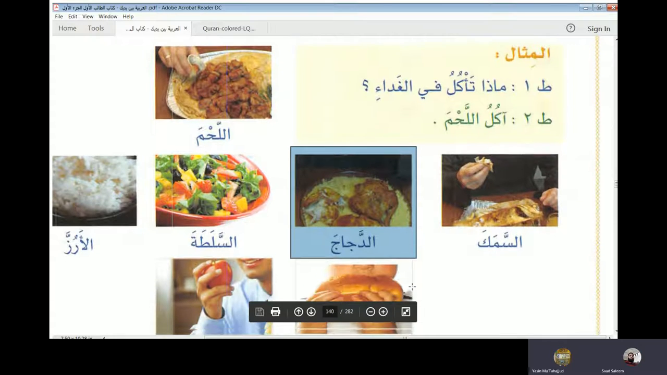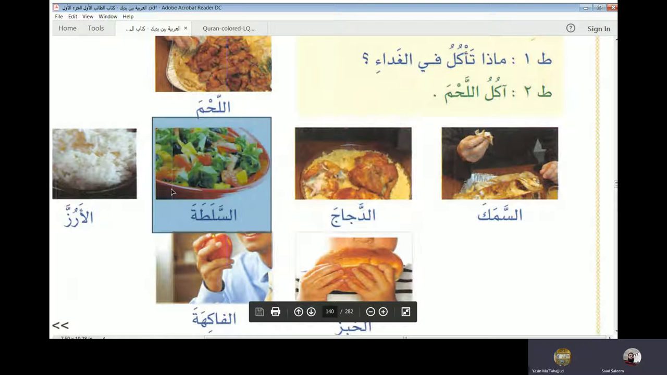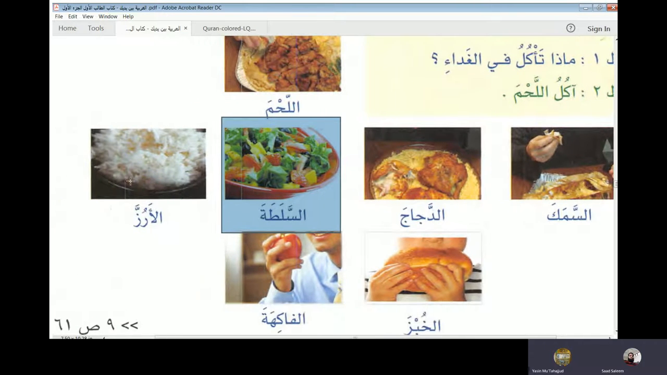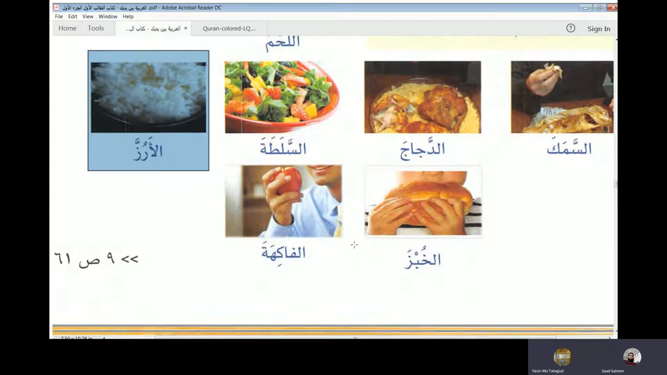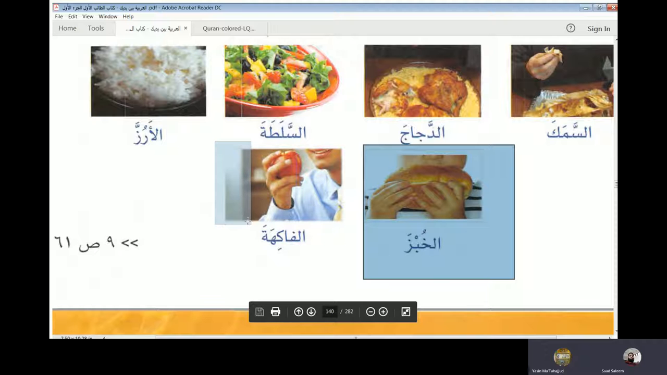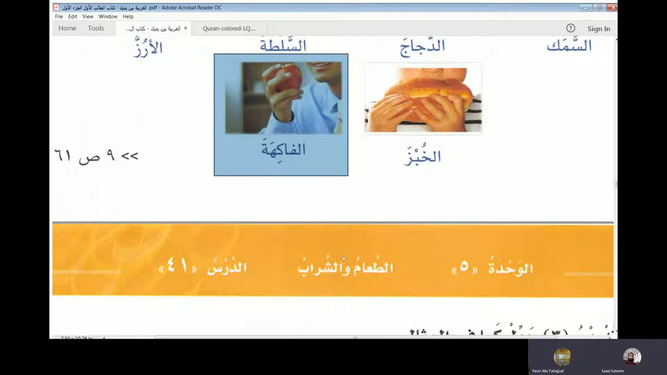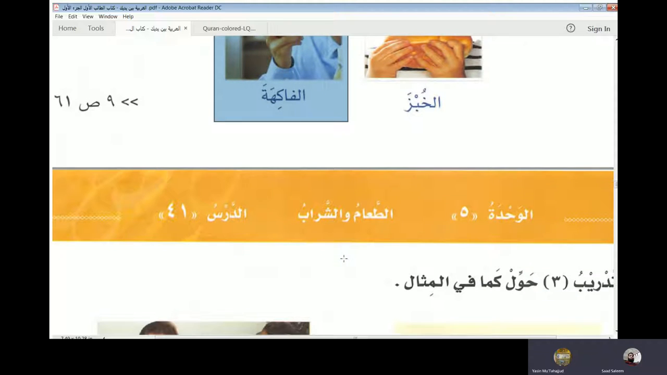Madha ta'kul fil-ghada? Akulu ad-dajaj. I eat chicken. Madha ta'kul fil-ghada? Akulu salata. I eat salad. Madha ta'kul fil-ghada? Akulu al-aruzz. Rice. Right, rice. Madha ta'kul fil-ghada? Akulu al-khubz. I eat bread. Madha ta'kul fil-ghada? Akulu al-fakihat. I eat fruit.